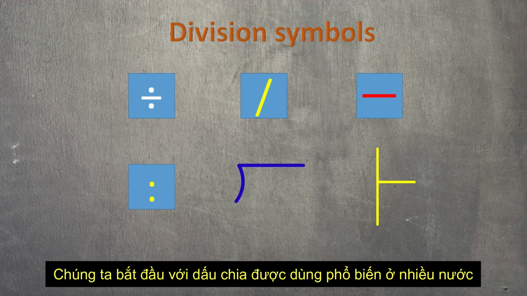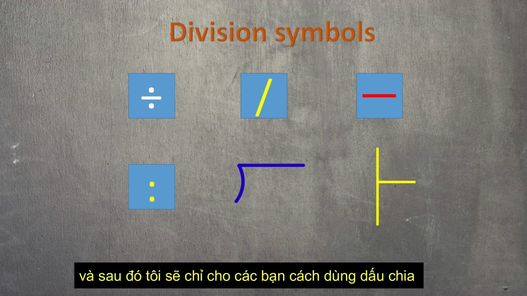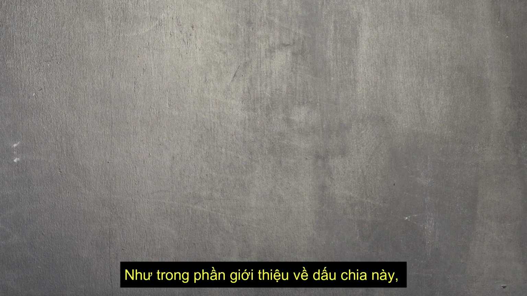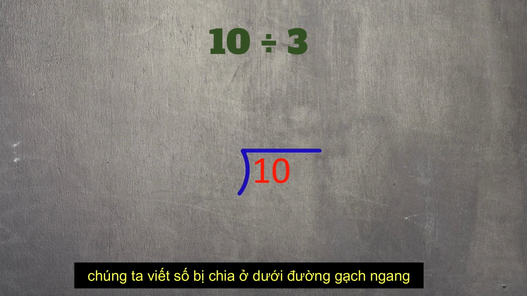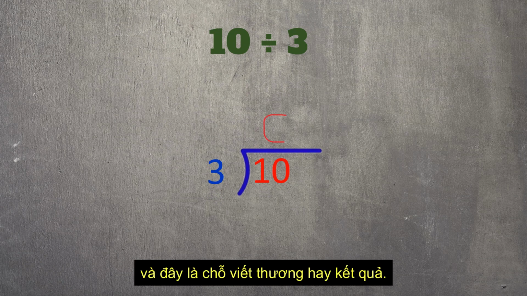Let's start with a symbol popularly used in many countries, and I'll show you how to use the one that people in Vietnam often use for reference. As in the introduction of this division symbol, we write the dividend under the horizontal line, the divisor on the curved part of the symbol, and here will be the place of the quotient or the answer.